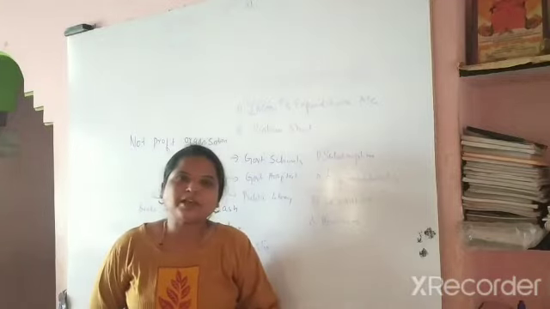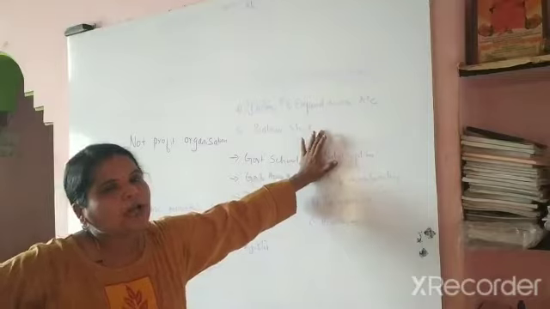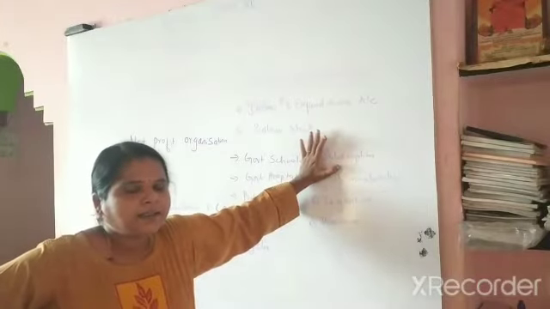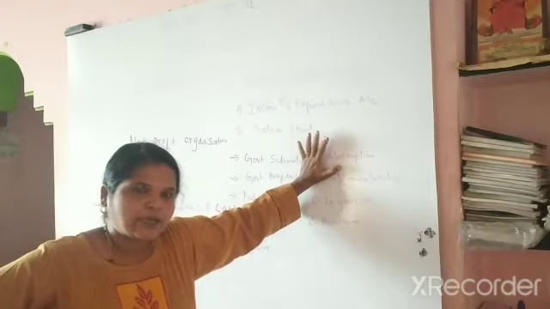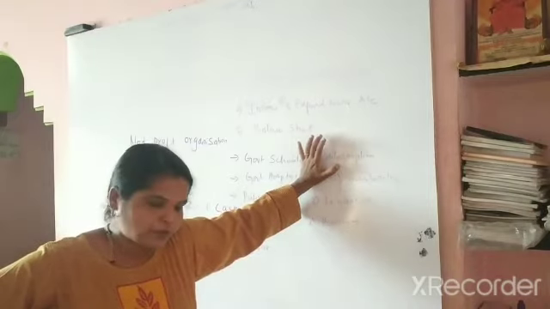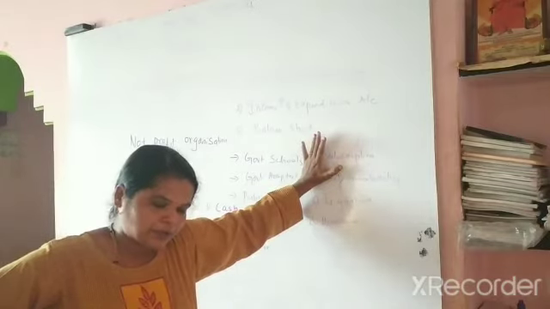Such kinds of items, five items, they will give. They tell you to classify them into revenue and capital. In the same way, classify the following into capital and revenue.